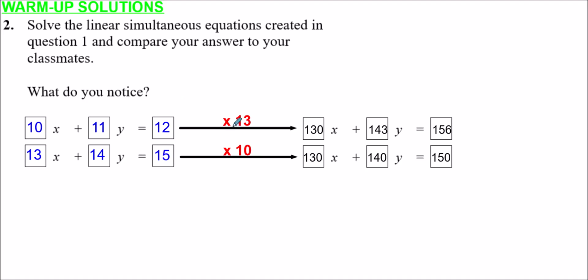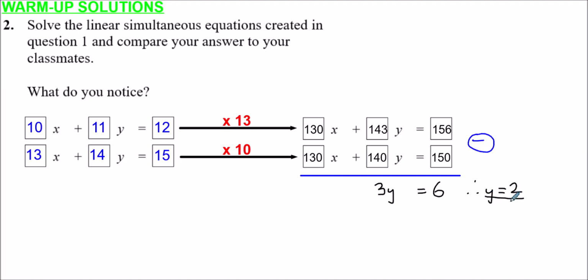So times in the top by 13, we get this. Times in the bottom by 10, we arrive at this. What we can now do is subtract the bottom equation away from the top. So if we do that, the x's cancel. The y's, 143 of them minus 140 of them, we're left with 3y. And 3y equals 156, take away 150. So 3y must be 6, therefore y equals 2.